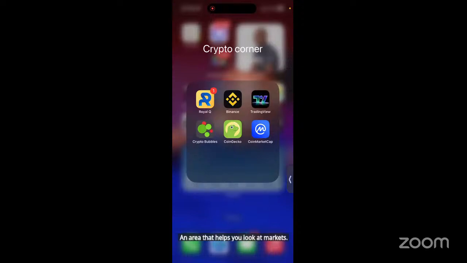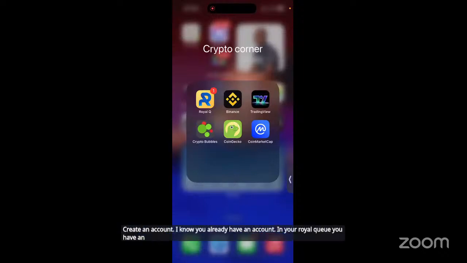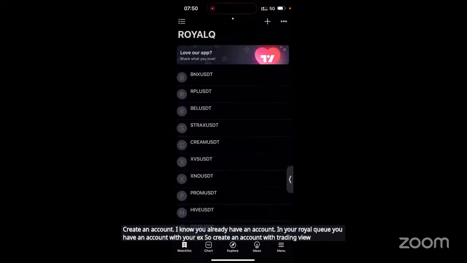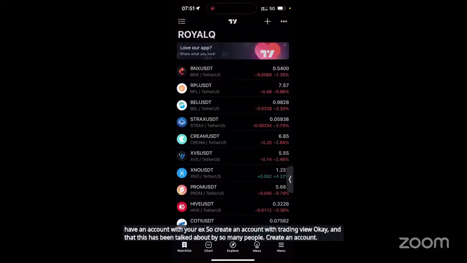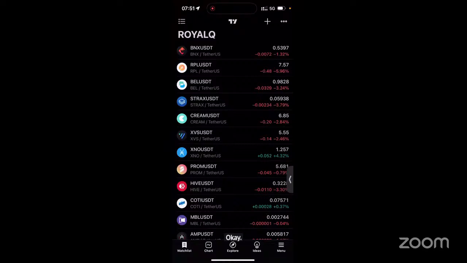Now, step number 2, create an account. I know you already have an account in your Royal Q, you have an account with your exchange. So create an account with TradingView. And this has been talked about by so many people. Create an account. Number 3, create a watch list. Create a list of coins that you have in your Royal Q.